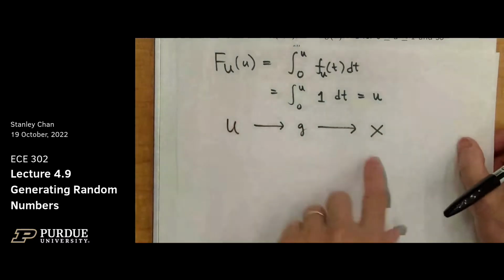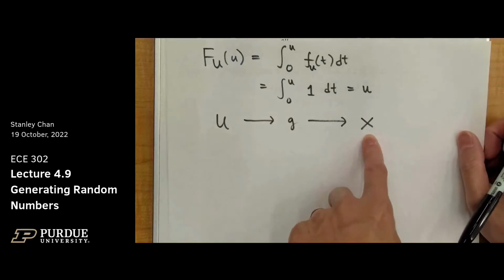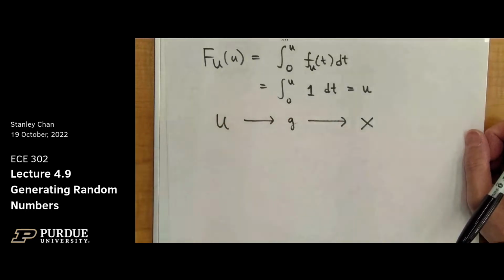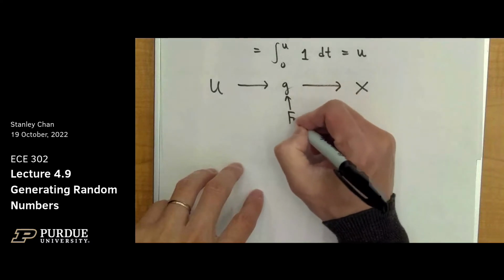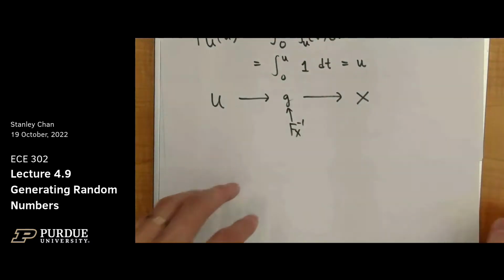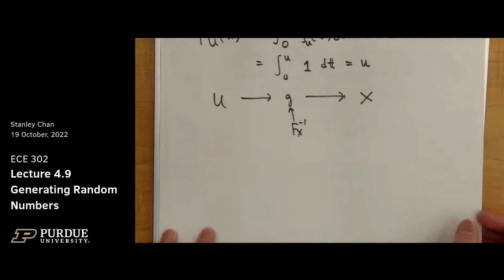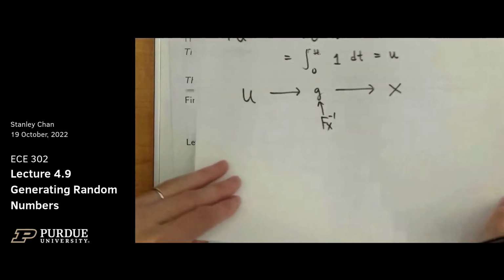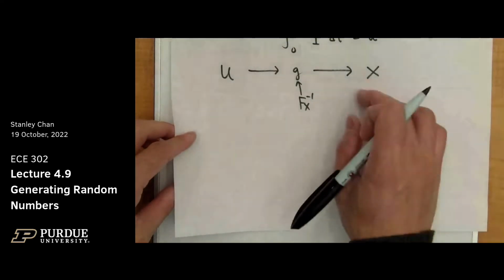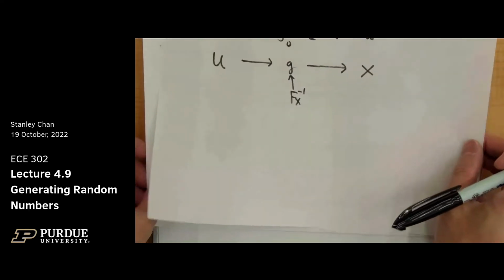I want to know whether this F_X will follow the distribution I want. How do we know that? Well, we know that this is F_X inverse by the theorem. We just need to verify whether the theorem is true or not. So we want to see what is the distribution of this X.